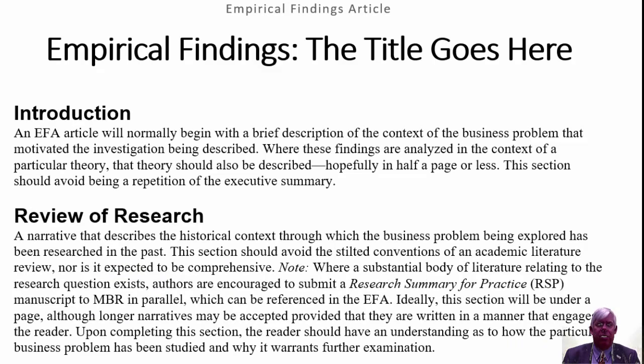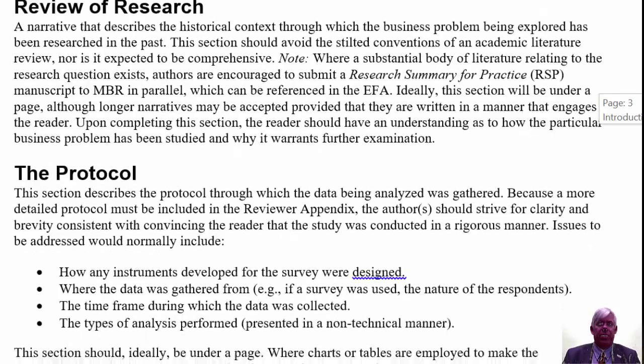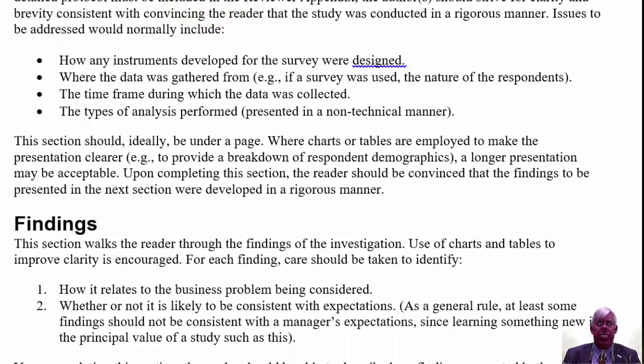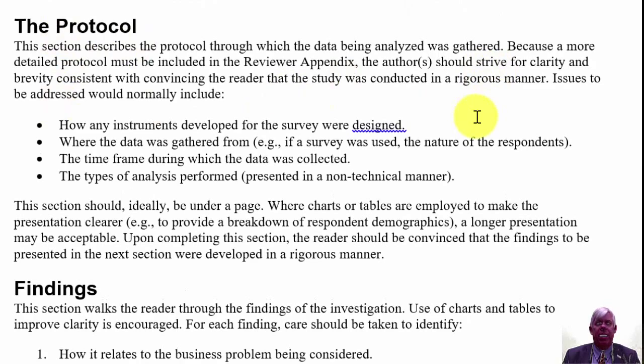The body of an empirical findings article begins with a title and then an introduction which focuses on the business problem. It then gives a very brief review of the research, and you want to keep this under a page if you possibly can. If you have a much more extensive review, you might write a separate research summary for practice, which is another type of submission, which will allow you to do a systematic review of the literature. We then have a very brief protocol which identifies the techniques that were used in gathering or analyzing the data. This should be written in a manner that's accessible to practitioners. You are going to have much more detail on that in the reviewer appendix, which will not be included. So this is just enough to make the reader convinced that you are actually systematic.